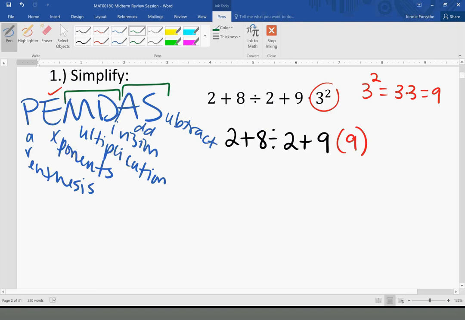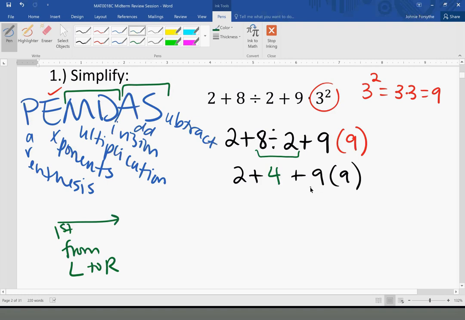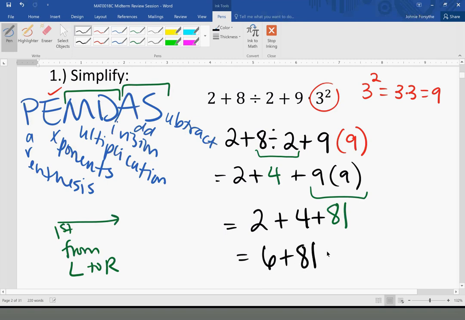Between multiplication and division, you do whichever is first from left to right. So as we look from the left to the right, we have this division before this multiplication, so we're going to do this first. 8 divided by 2 is 4, and let's rewrite everything else around it. And we have multiplication here, 9 times 9. 9 times 9 is 81, so we're going to bring down everything else: 2 plus 4 plus 81. Now we just have addition, so we add straight across. 2 plus 4 is 6, plus 81, and 6 plus 81 equals 87. So the final answer here will be 87.